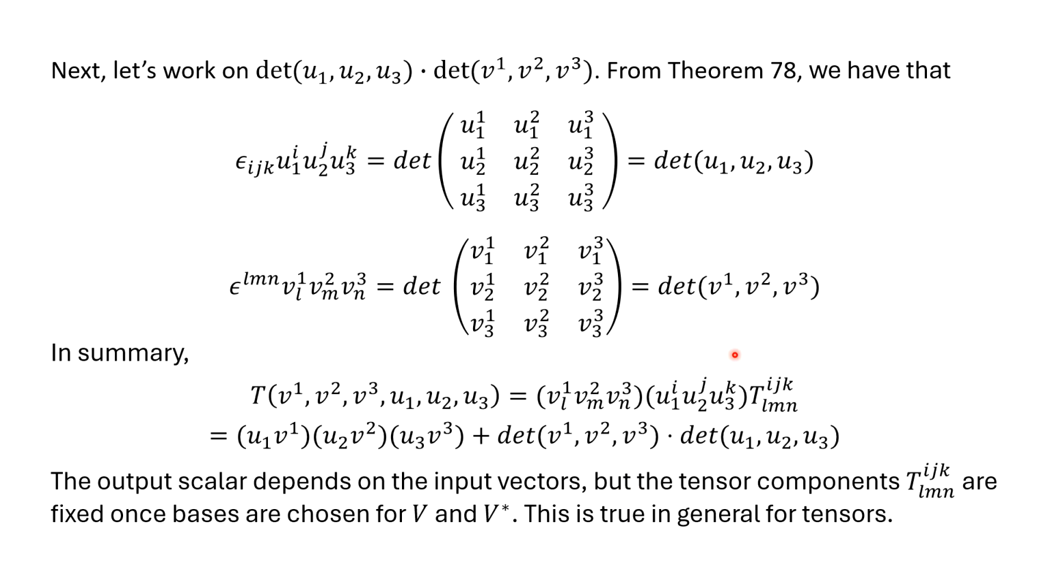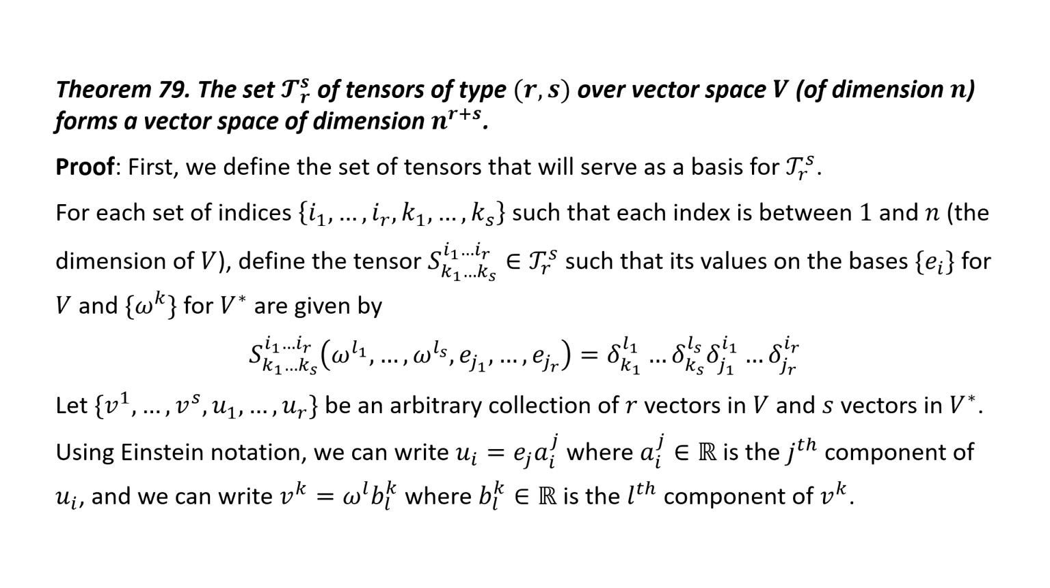Not all that easy. It took 3 slides, but it may seem easy compared to the theorem and proof I'm going to do next. The set T_S^R of tensors of type (R,S) over vector space V, which is of dimension n, forms a vector space of dimension n to the r plus s power. We sometimes call this a tensor space, just to emphasize that its elements are tensors.